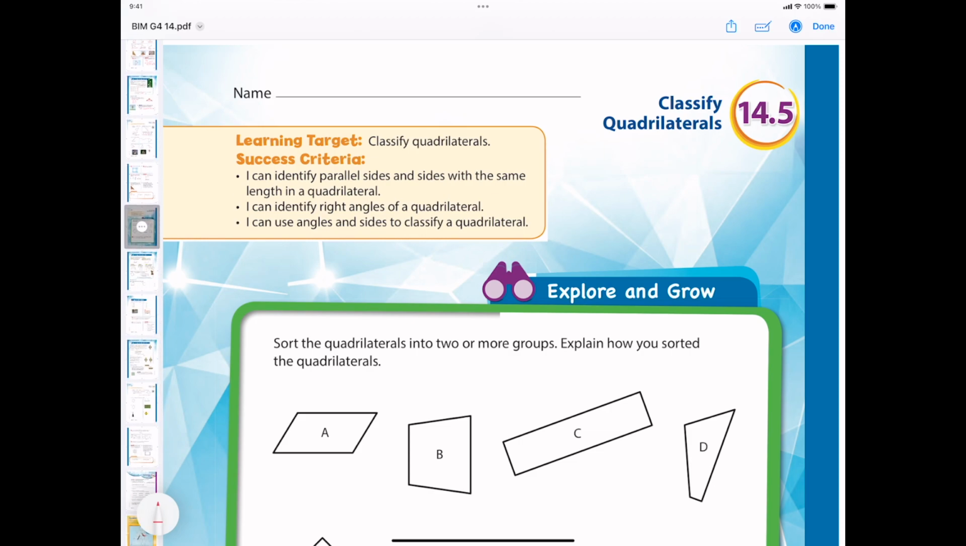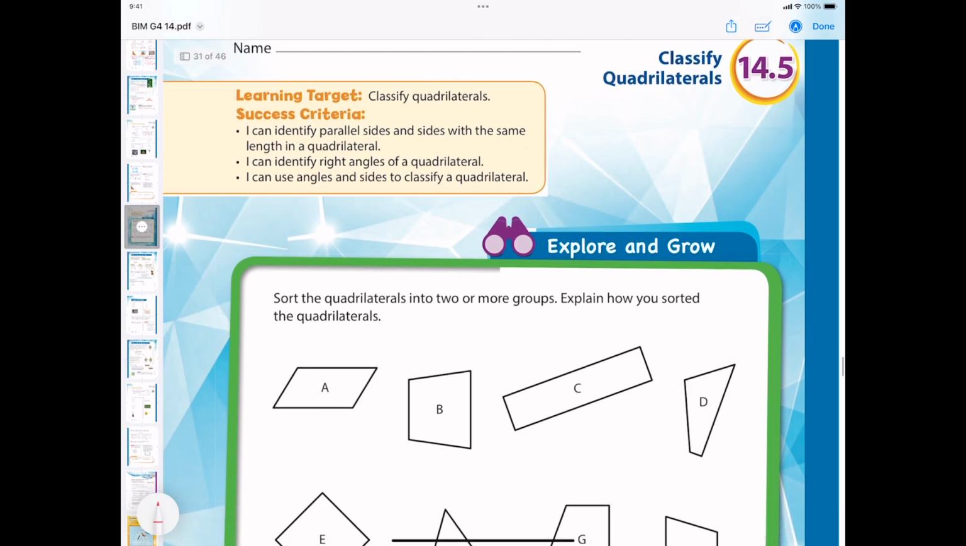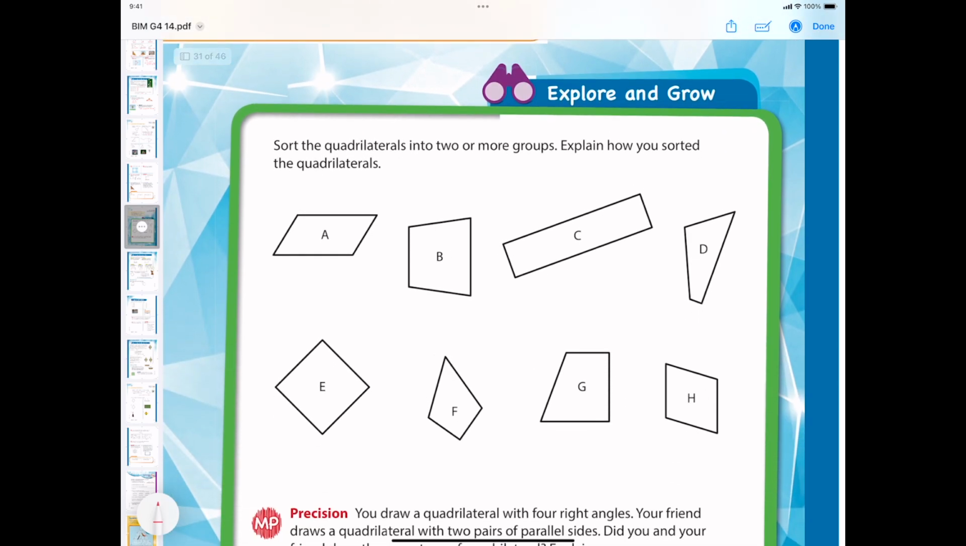All right, our target is classify quadrilaterals. Okay. Now, criteria is that I can identify parallel sides and sides with the same length in a quadrilateral. Now I can identify right angles of a quadrilateral and use angles and sides to classify a quadrilateral. All right. Sort the quadrilaterals into 2 or more groups. Explain how you sorted the quadrilaterals.